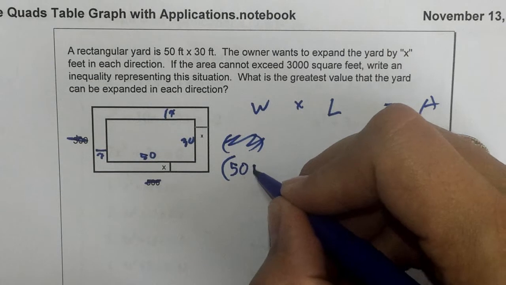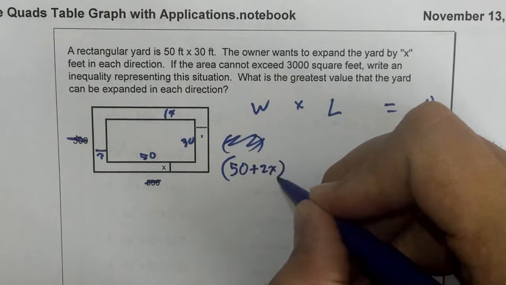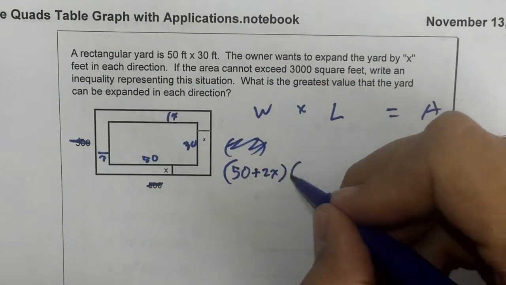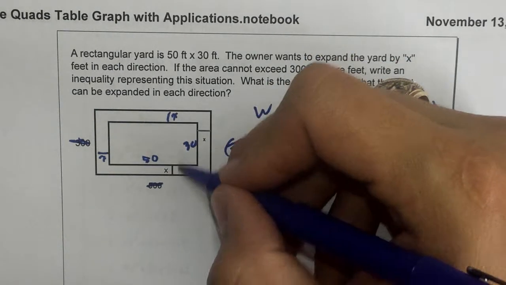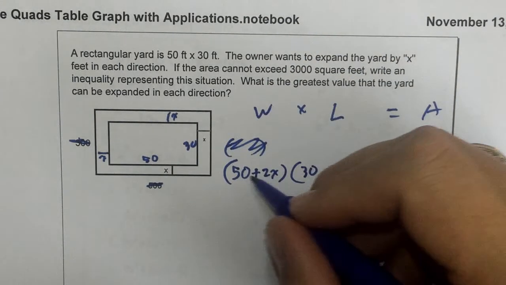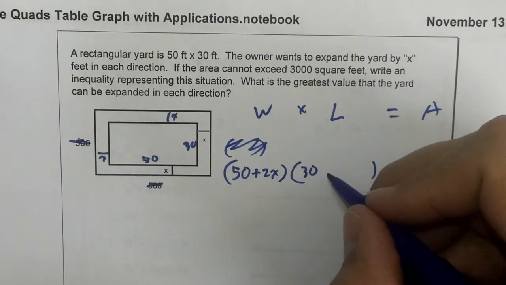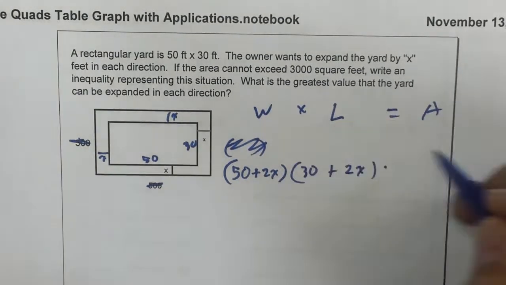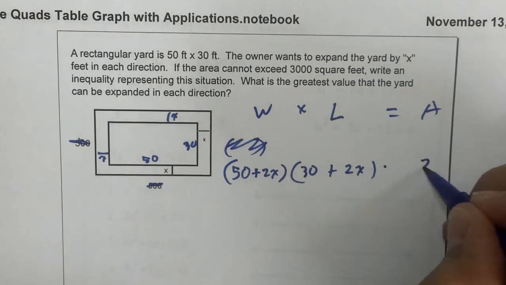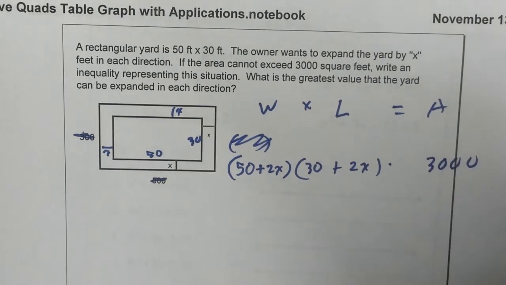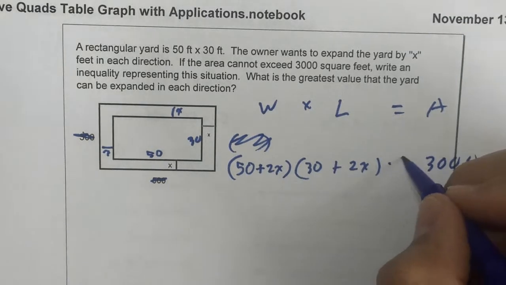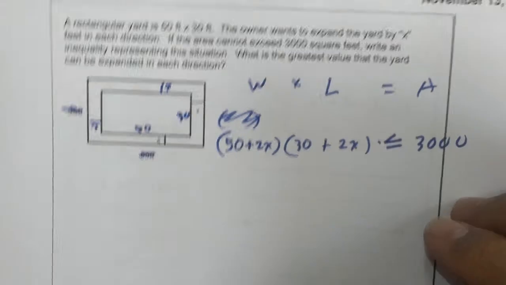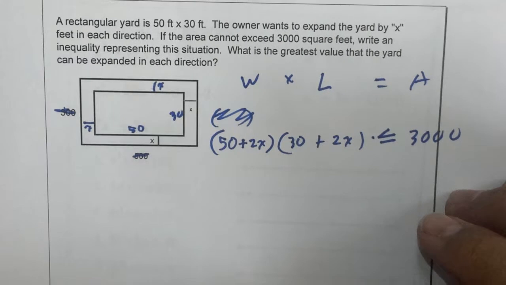So 50 plus 2x, and then on the other side, I'm going to multiply it by my length. My length is this way, 30, and I have 2x's we're increasing it by here. And that is going to be my area, and my area cannot exceed 3,000 square feet. What inequality sign to write? Cannot exceed, that means it has to be less than or equal to 3,000.